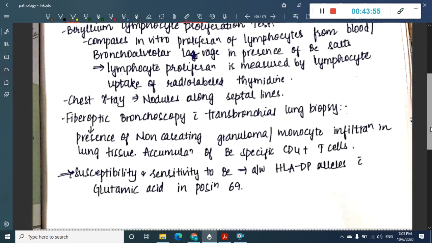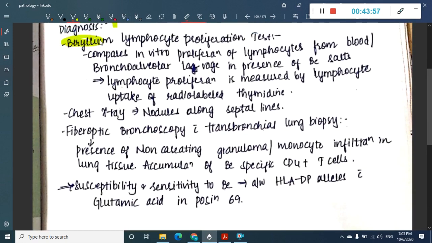The only way to diagnose chronic beryllium disease is by doing the beryllium lymphocyte proliferation test. So what is this test? See, in our blood, we don't have beryllium salts. We have a very minimal or negligible amount of beryllium salt in our blood, right? So the beryllium gets attached to the lymphocytes. All these coal or asbestos or silica particles are engulfed by macrophages, right? Similarly, beryllium is engulfed by, or seen in, the lymphocytes.